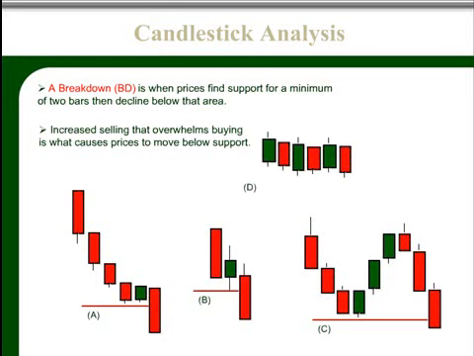On pattern D, prices found support and formed a multiple bar consolidation. Mark off the lowest tail within the consolidation as support. When prices decline below support, that is when a breakdown has occurred.